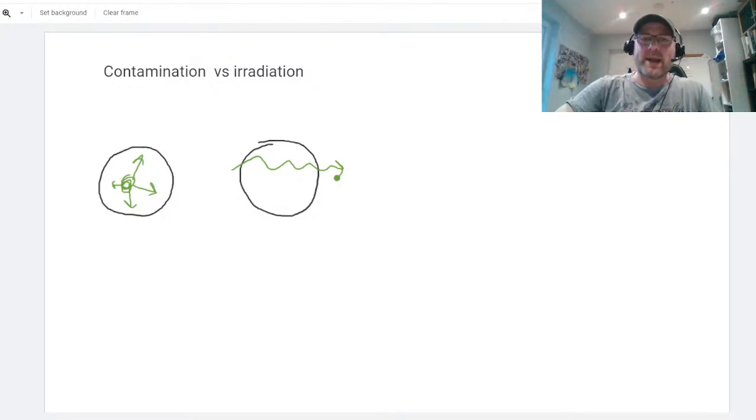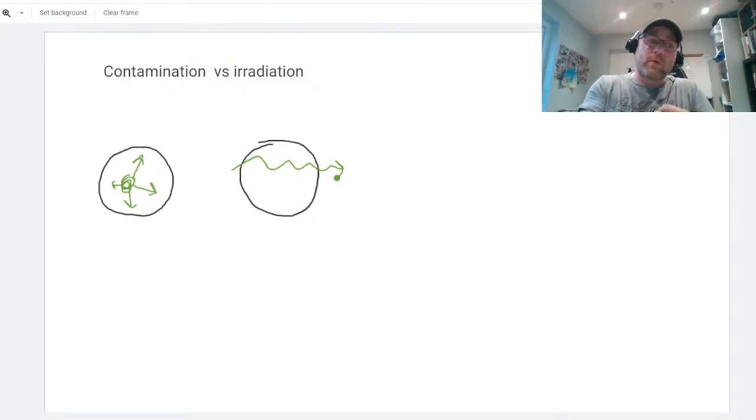They can stand behind a lead shield. You can wear lead clothing. You can wear a lead apron like that, and it will protect them from irradiation, from the radiation going through them. Contamination is different. If you want to be protected against contamination, you need to wear gloves. That's not going to protect you against being irradiated. Gamma rays can go through gloves, right? They can go through a mask.